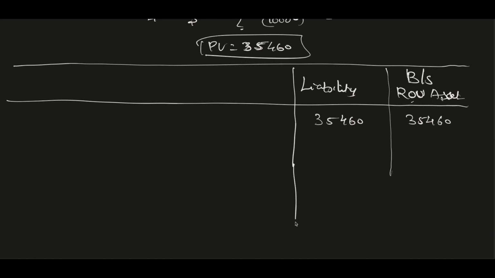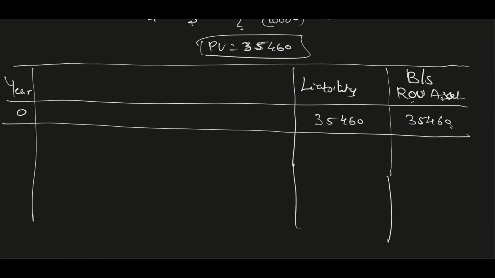Now let me just form this table. So this is for year 0, this is the case. Now for year 1, I'm supposed to pay interest because it has been structured as if it is a liability. So let's say this is my opening liability.